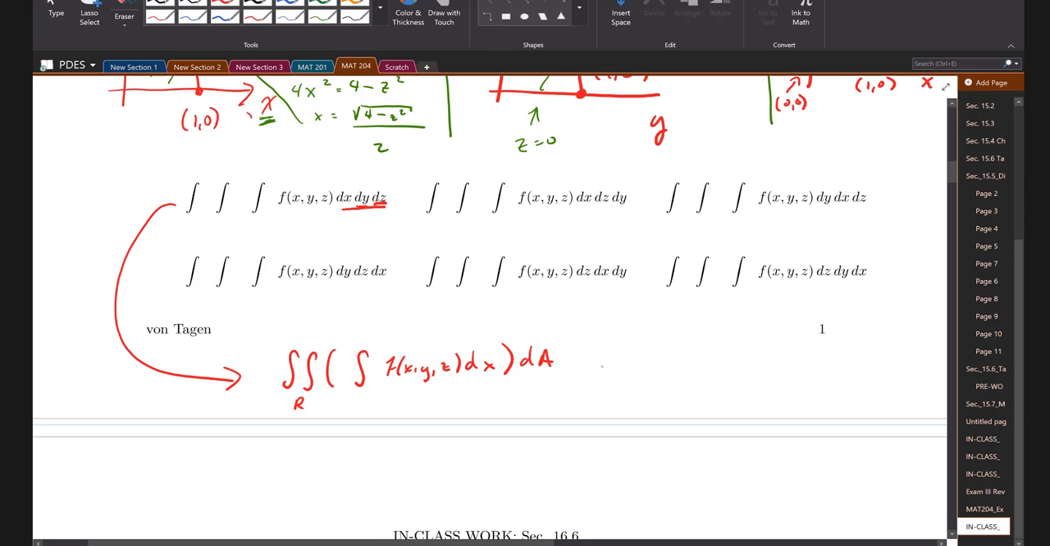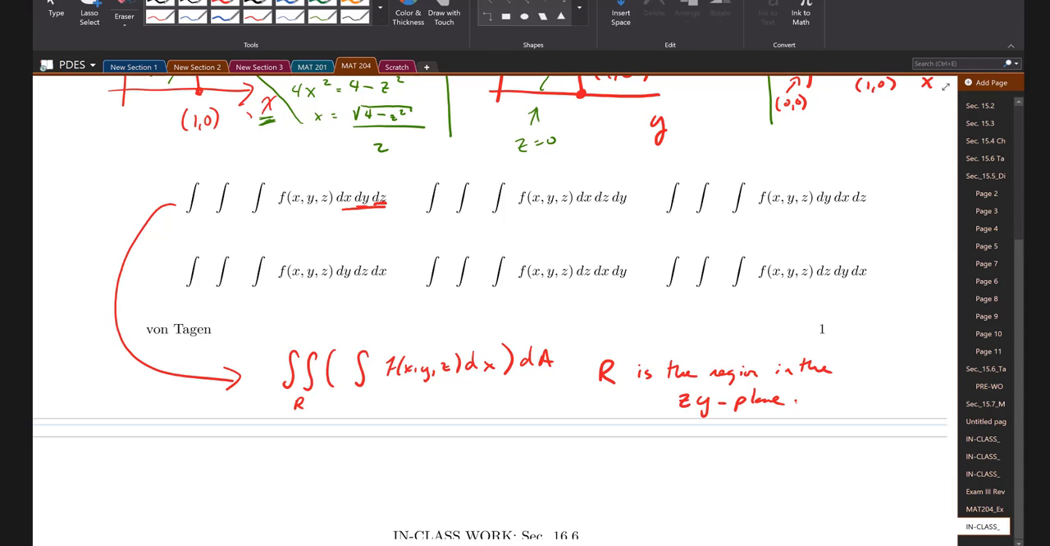And so my r is the region in which plane, folks? It's the region in the zy plane. And the order that I gave there is moderately important in that I'm thinking about z as the independent axis and then y as the dependent axis.